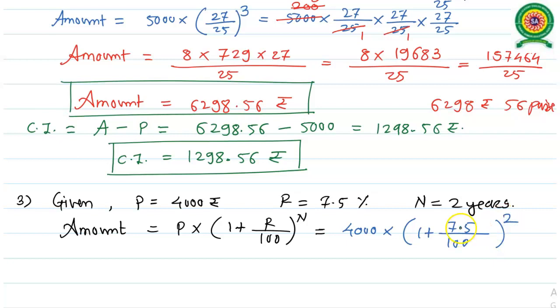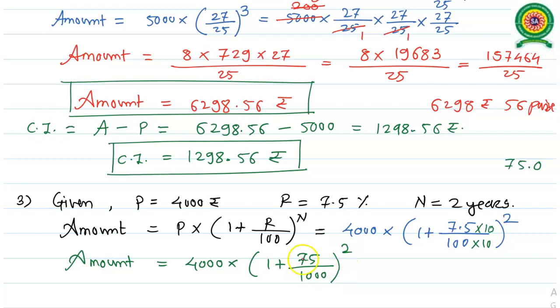Now to cancel out the decimal point from the numerator, let's multiply and divide the fraction by 10, because 7.5 has one decimal place. So the amount equals 4,000 into 1 plus 7.5 into 10, which is 75, divided by 100 into 10, which is 1000, the whole square. We know 25 threes are 75, and 25 fours are 100, and with the 10 remaining, we get 4000 into 1 plus 3 divided by 40, the whole square.